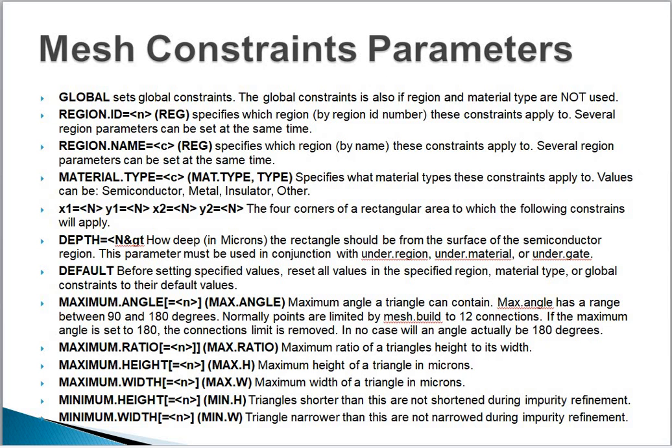Minimum height: triangles shorter than this are not shortened during the impurity refinement. Minimum width: triangles narrower than this are not narrowed during impurity refinement. For understanding about these commands, you have to go to the DevEdit manual.